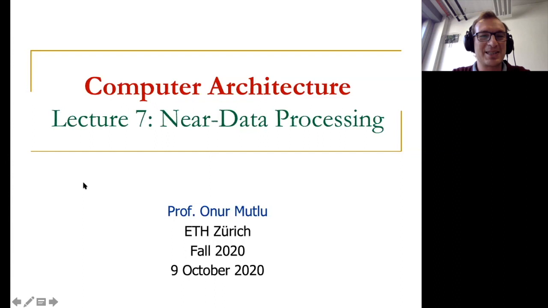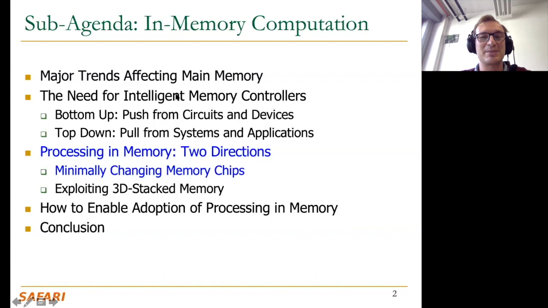So remember, this is what we were covering yesterday. We talked about why we need intelligent memory controllers from the bottom up and top down, and why today is a really good time to think about it. We're essentially constrained in the middle with nowhere to escape today. Data movement is really destroying the energy of the systems as well as the performance of the systems.